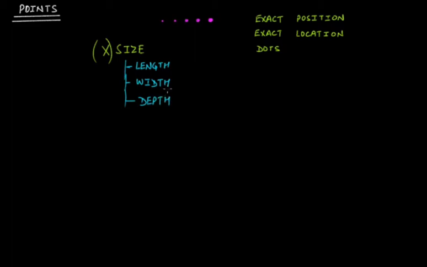They don't have depth. They simply represent a dot, an exact dot, representing some exact position or location. They don't have size, that is, they don't have length, width, or depth. Actually, it's really very difficult to give an exact definition of a line in geometry. It's very hard to give an exact definition.